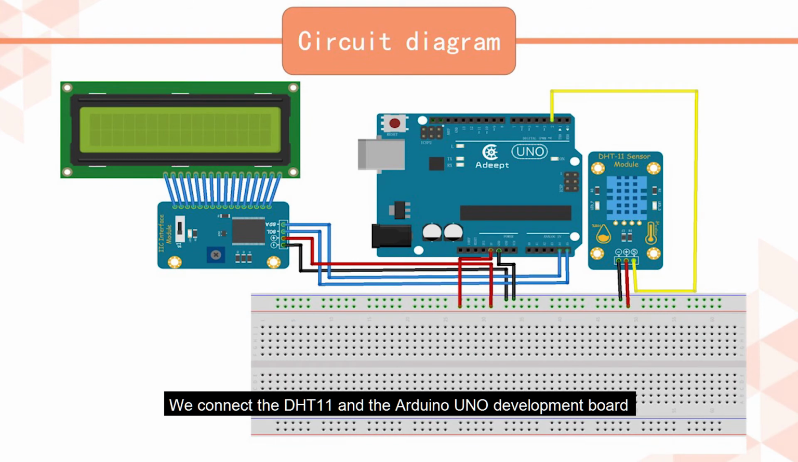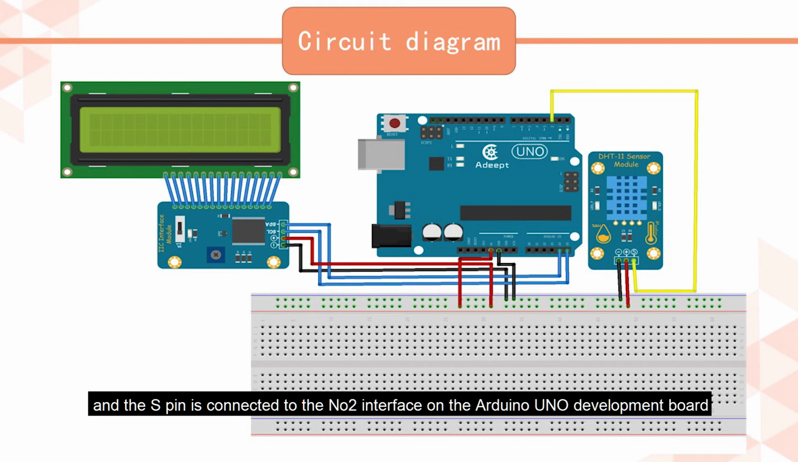We connect the DHT-11 and the Arduino UNO development board according to the connection method of the circuit diagram. The positive pin of the DHT-11 is connected to the 5-volt interface on the Arduino UNO development board. The negative pin is connected to the GND interface, and the S pin is connected to the number 2 interface on the Arduino UNO development board.